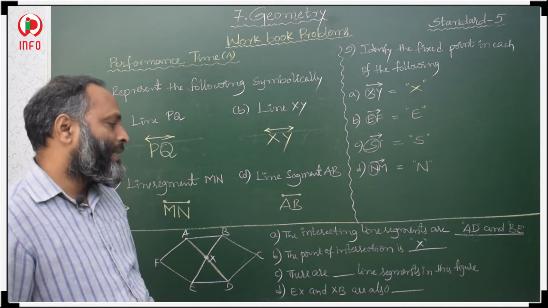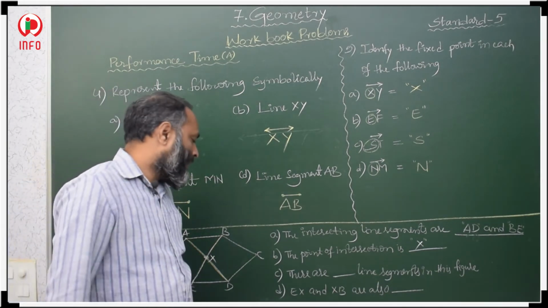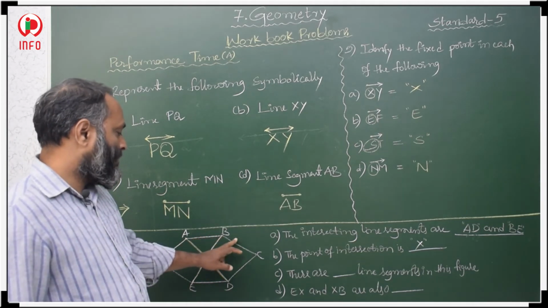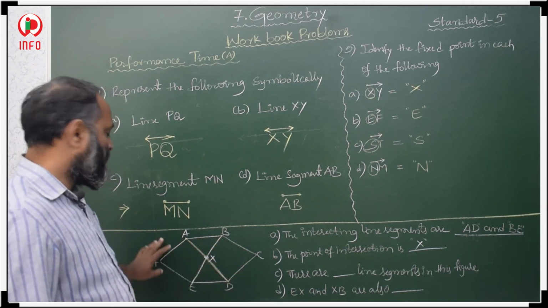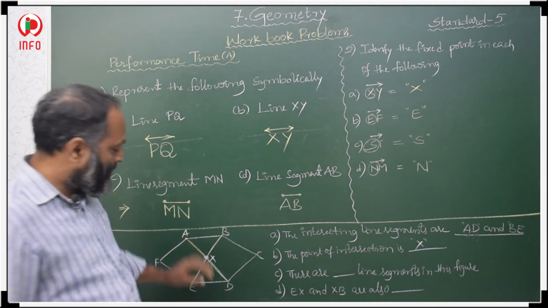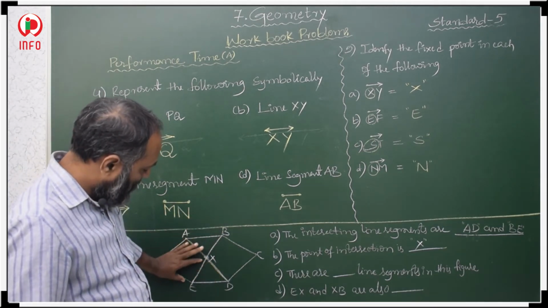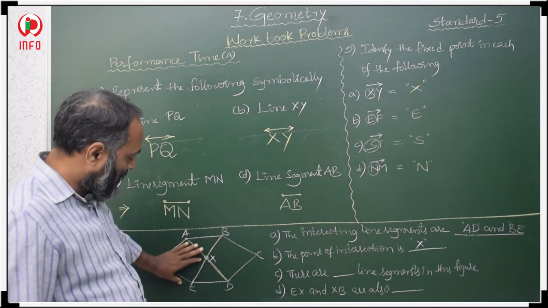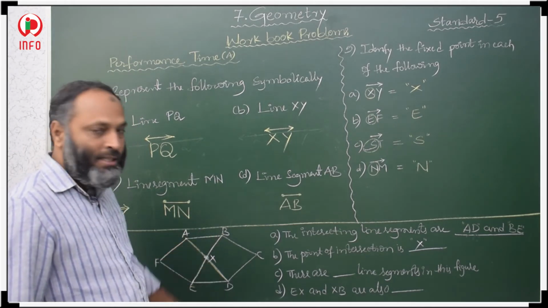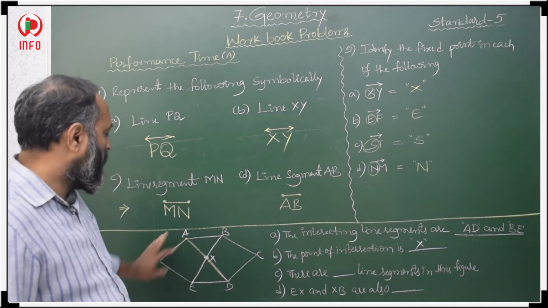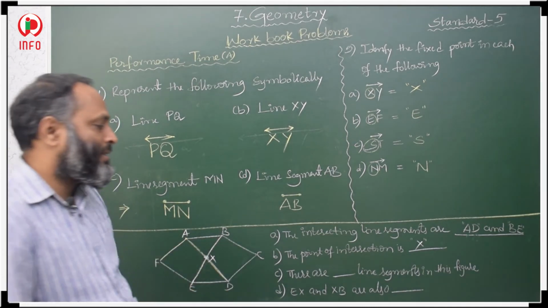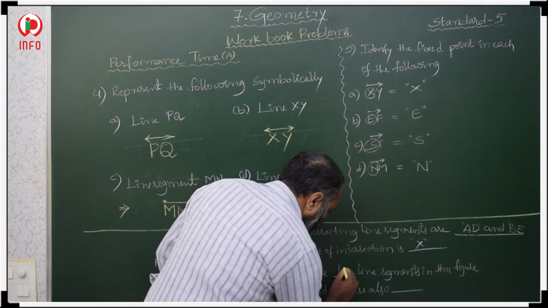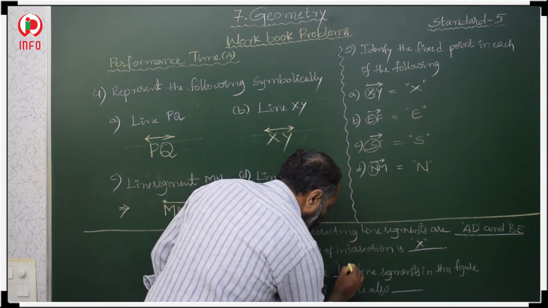There are dash line segments in this figure. How many line segments are there in this picture? 1, 2, 3, 4, 5, 6. The outer side has 6. This is 7, 8, 9, 10. Total 10: BX, XE, AX, XD. 4 inside and 6 outside. 4 plus 6, 10. We have 10 line segments.